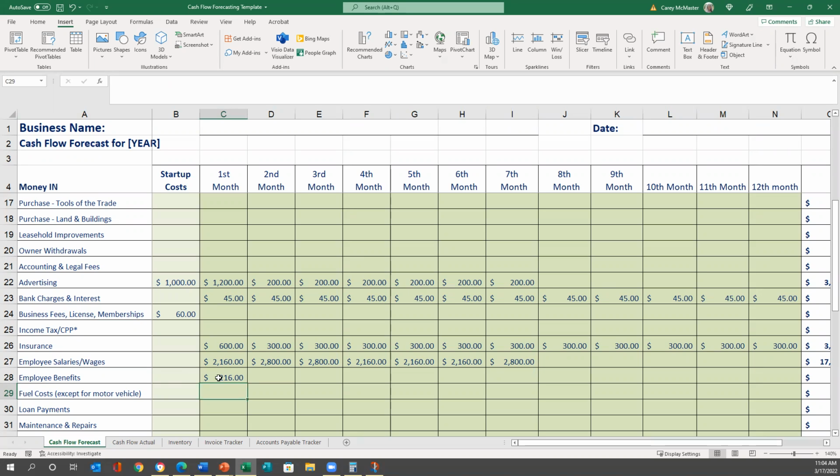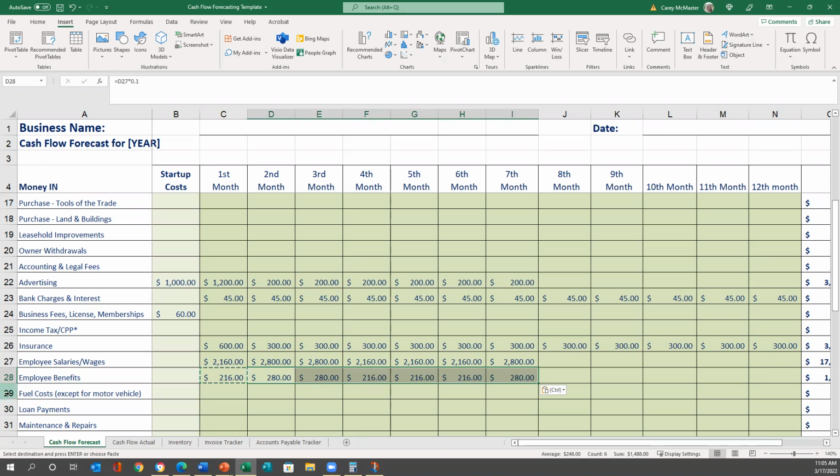So as an employer, I have to contribute to CPP and EI on my employee's behalf. So I can just copy that formula across, and now I know what the benefits are that I'm going to have to pay as an employer.